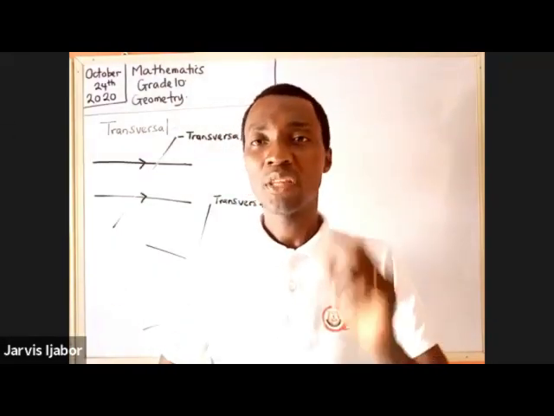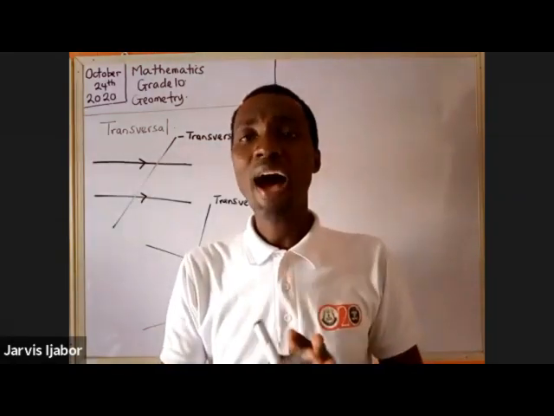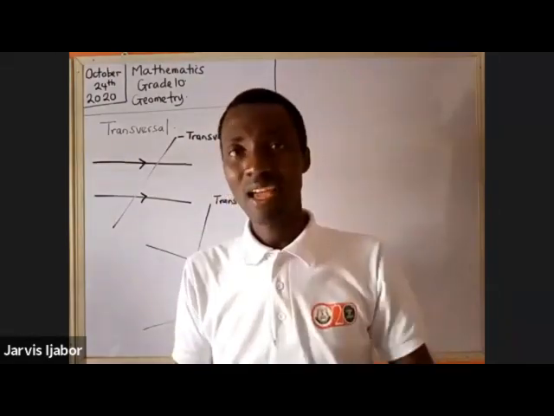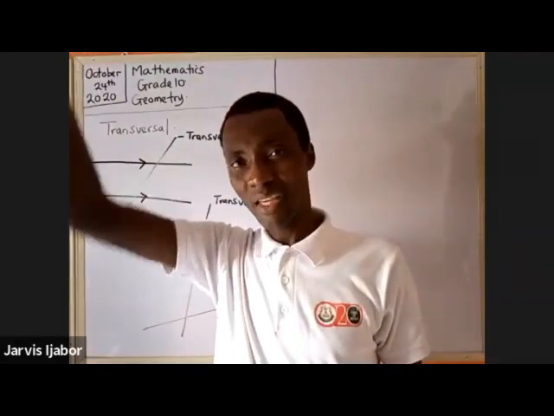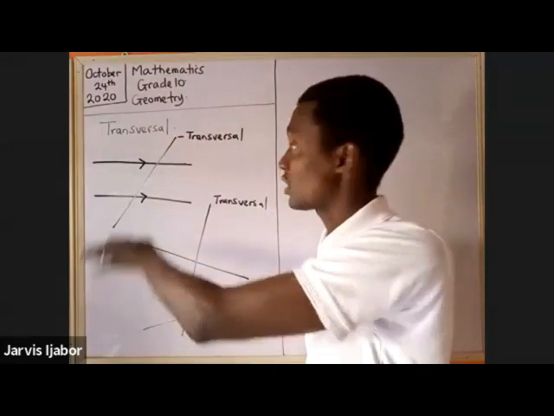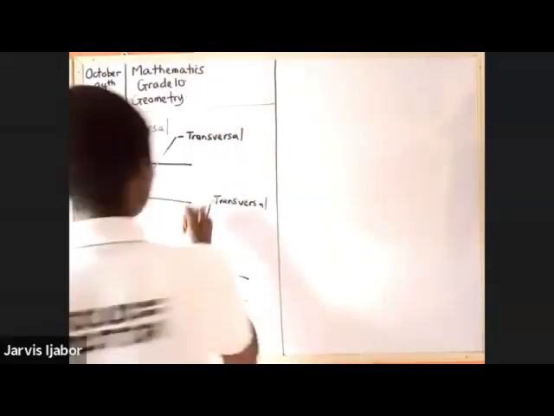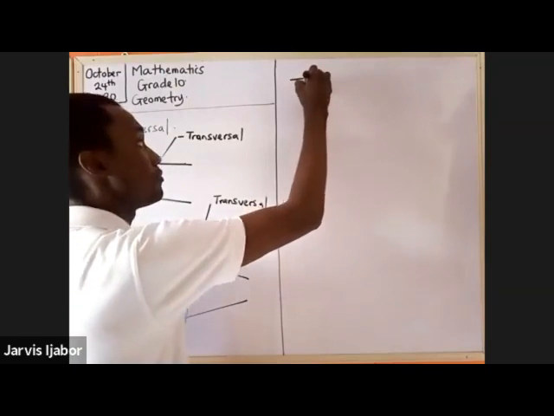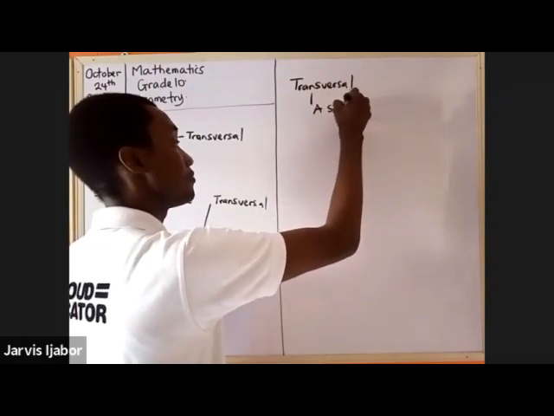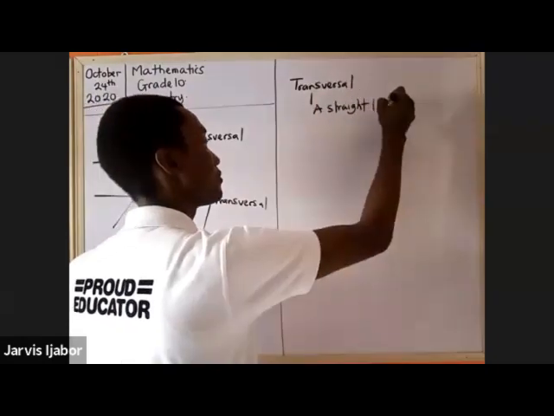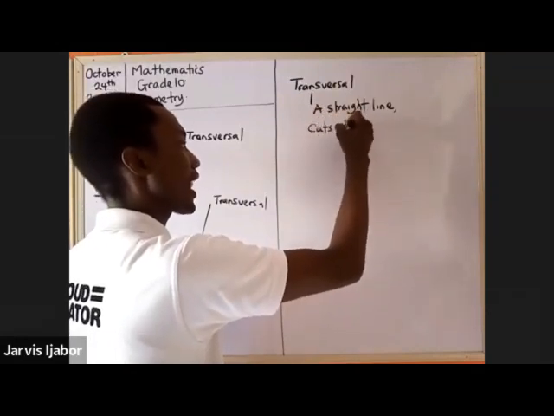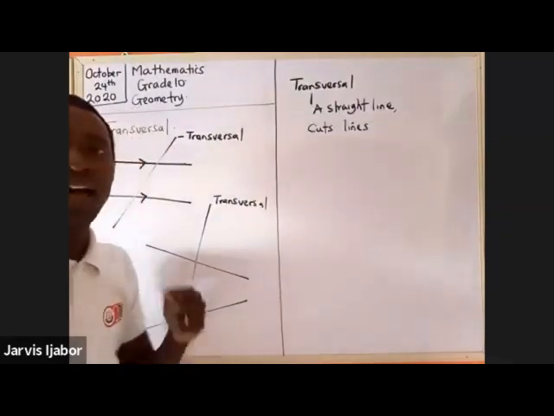The most important thing here is that when you have a pair of parallel lines, and you have a line cutting them in an opposite direction, what you have in play is a transversal. So a transversal essentially is, one, a straight line. What does it do? It cuts lines.